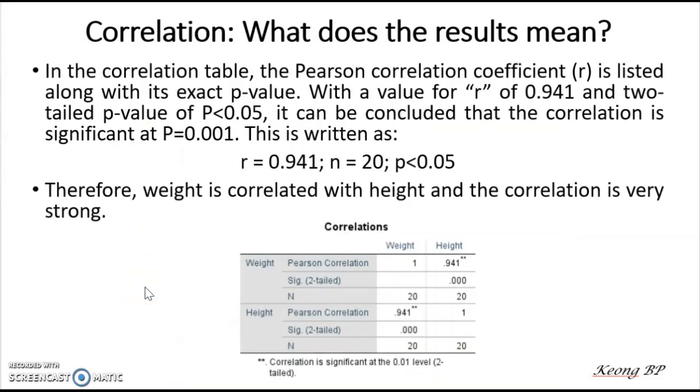The test analysis of correlation could be summarized in this way. Starting with the Pearson correlation coefficient, followed by the number of samples, as well as the significant value.